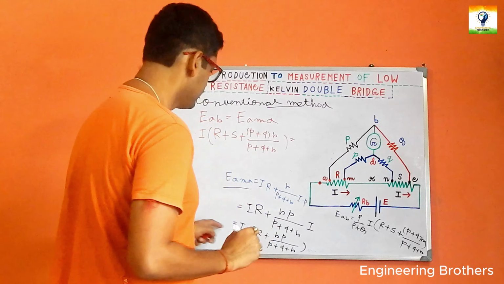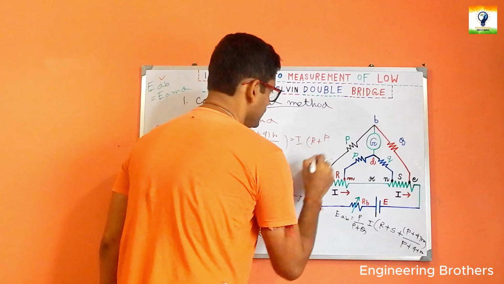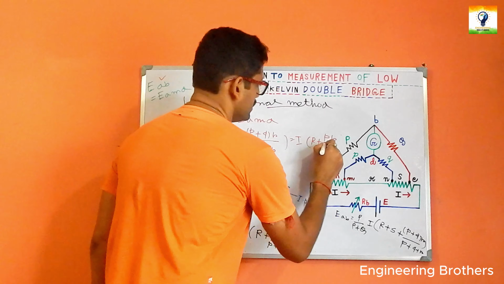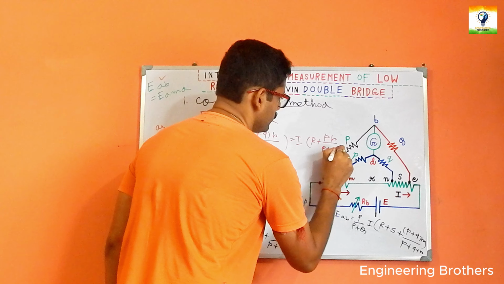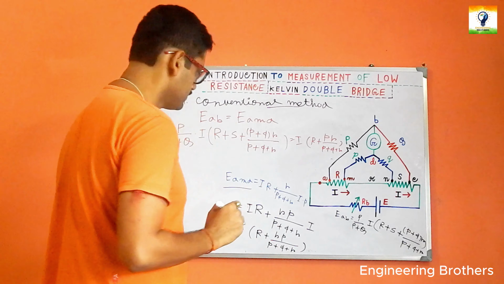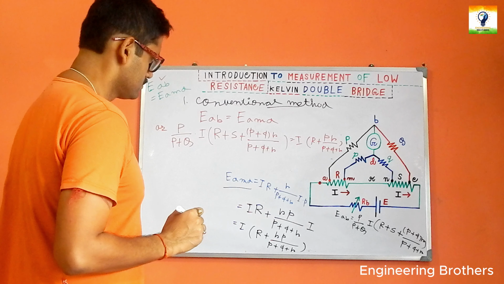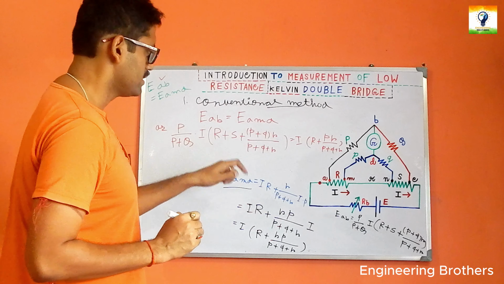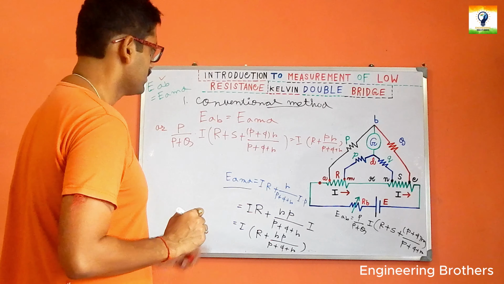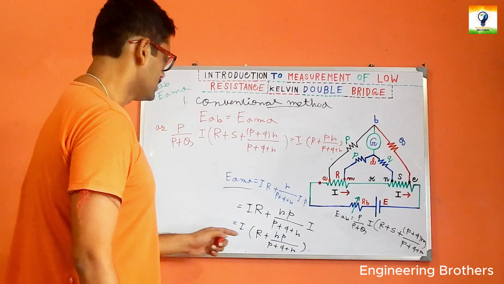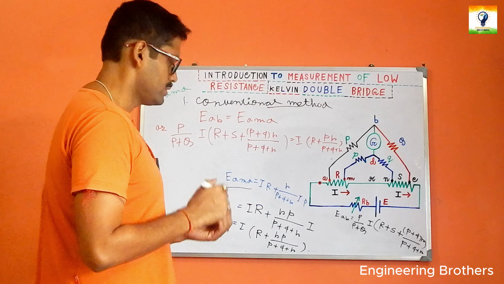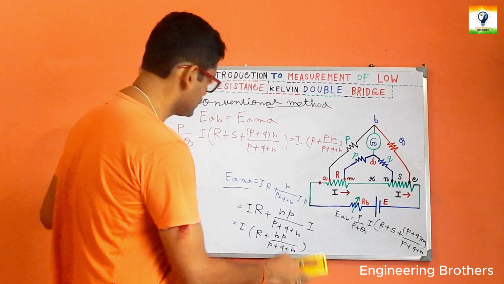EAMD is this one, which is I multiplied by our R plus small p divided by R divided by our P plus Q plus R. Okay, let us check that. P divided by P plus Q multiplied by I, R plus S plus P plus Q multiplied by R divided by P plus Q plus R, which is equal to our I multiplied by R plus RP divided by P plus Q plus R. Okay, these two expressions are absolutely correct.